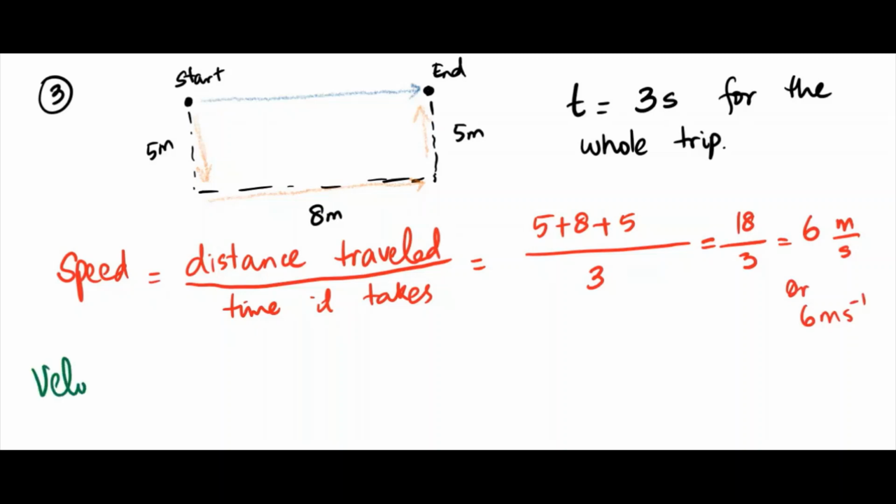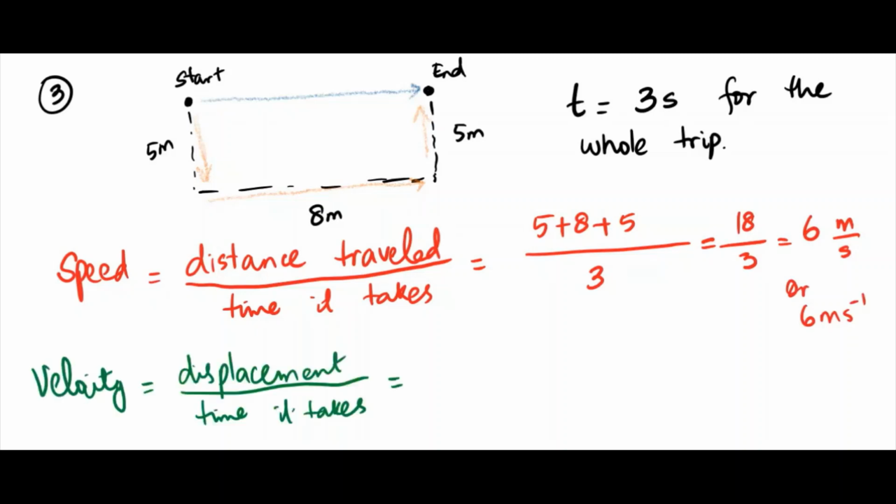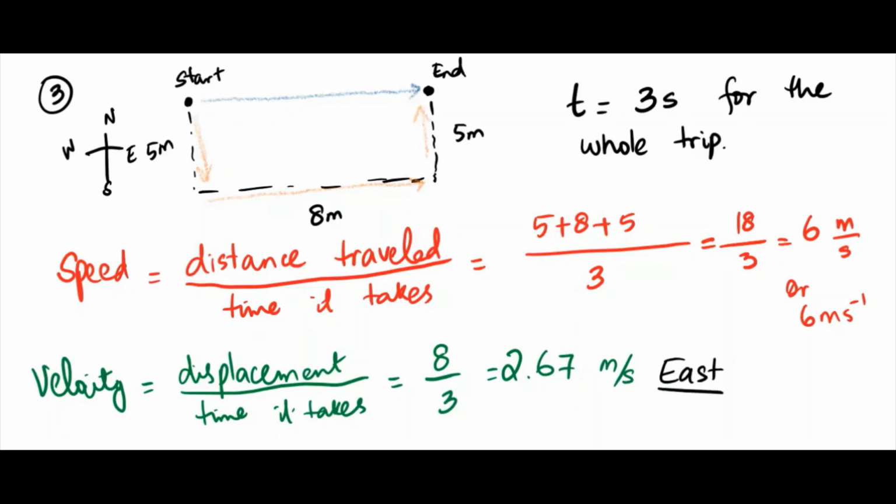To find the velocity, I need to take the displacement divided by the time it takes. The displacement is 8 meters, divided by the time, 3. The answer is 2.67 meters per second, or ms-1. If I look at the compass direction, I notice that the object is moving towards the east, so that's my final answer. Notice the velocity and speed are different.